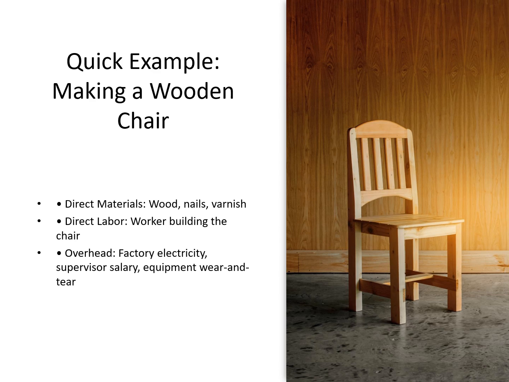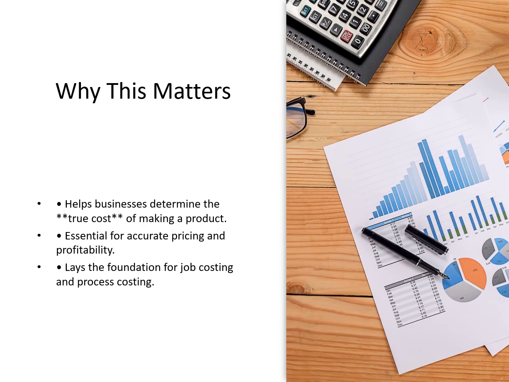So let's look at a quick example of making a chair. Say we're making a wooden chair, and here's the breakdown for that. The wood, nails, and varnish would be direct materials. The worker building the chair would be direct labor, and the electricity, factory rent, and tools used would be manufacturing overhead.